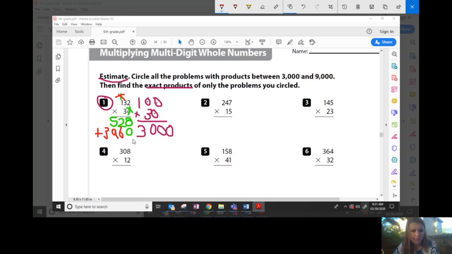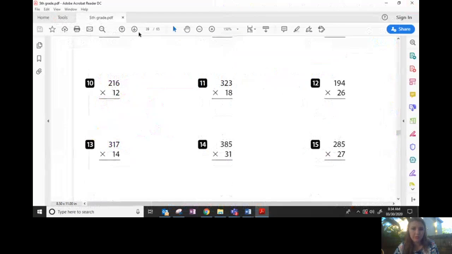If I add up my two partial products, I now get 8 plus 0 is 8. 2 plus 6 is 8. 5 plus 9 is 14. So I write the 4, regroup the 1 to the thousands, and 3 plus 1 is 4. So 4,488, which is between 3,000 and 9,000. And then you'll continue the rest of the page to finish those problems.